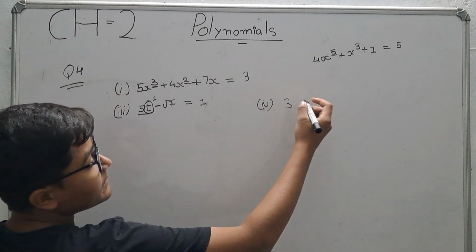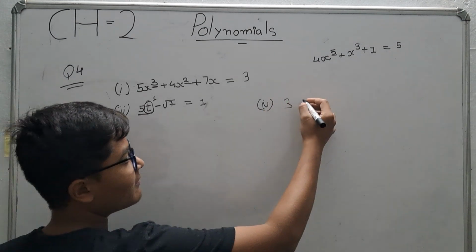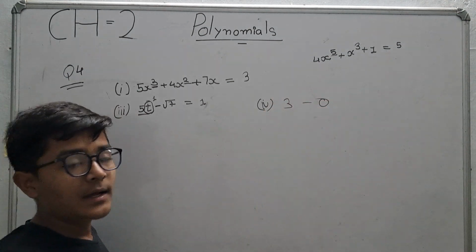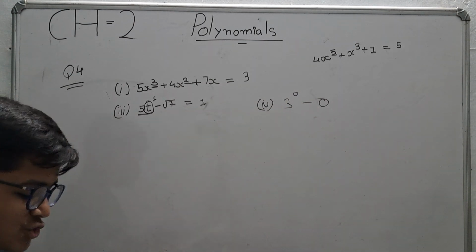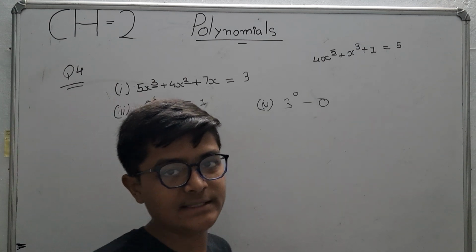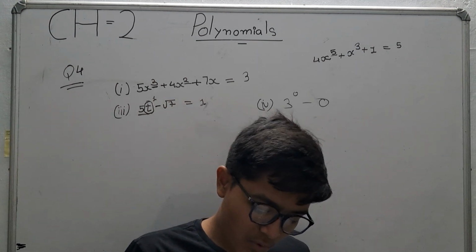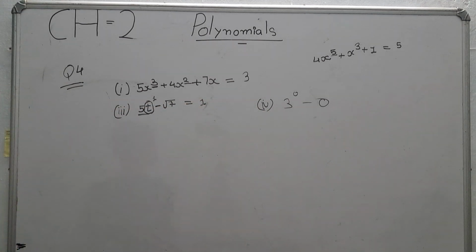And in the fourth number, they have given 3. Here no variable is present. Variable is not present over here, so we will write 0. It will carry 0 degree. Okay, so we have done our exercise 2.1. Let's quickly move ahead to exercise 2.2.